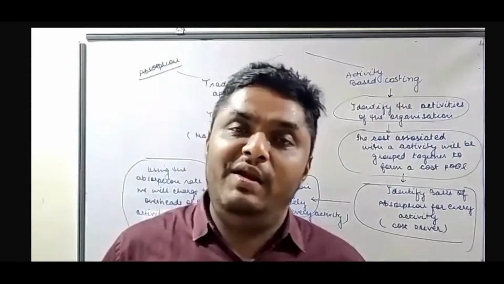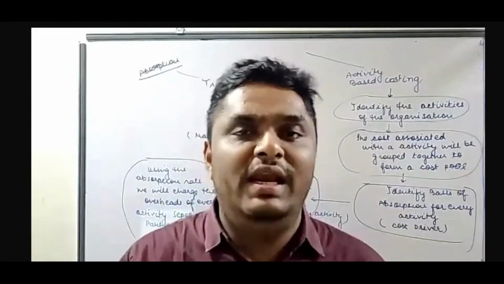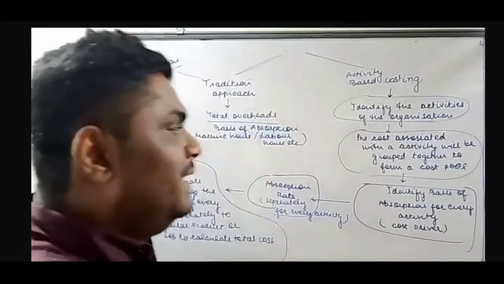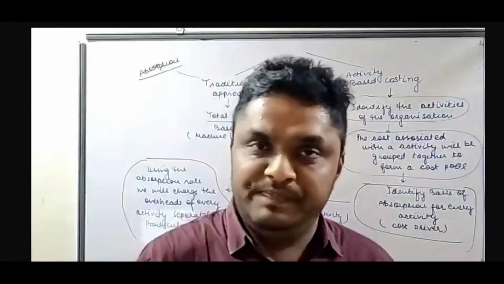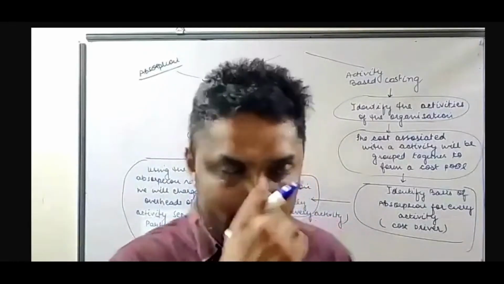So this chapter only talks about overheads. Material cost is incurred separately, labor is also incurred separately, direct expenses are also incurred separately. This chapter also talks about overhead, but there is a different technique for absorption of overhead.